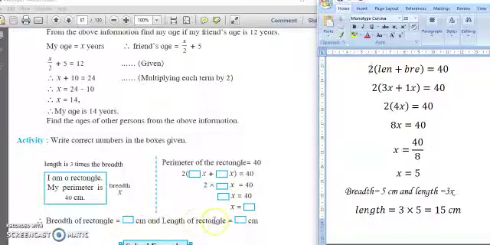Now you have to find out the length of the rectangle. Length is given as 3 times the breadth, which means 3 into x. So length equals 3 into 5 because the value of x is 5. 5 3s are 15. So length equals 15 centimeters. So length of rectangle equals 15 centimeter. Write down here 15 centimeter in your textbook.